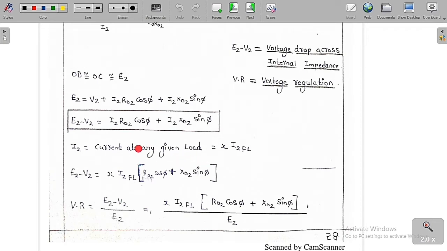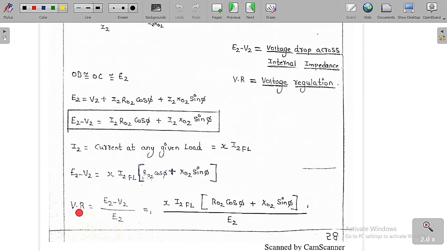Suppose I2 is equal to current at any given load. So current at any given load is equal to X times the full load current, so I2 is equal to X times the I2 full load current. So therefore, if you want to find the voltage drop at any other load, then we can write this expression: E2 minus V2 is equal to, just replace I2 with X times of I2 full load. So we are going to get X times of I2 full load into R0 of 2 cos phi plus X0 of 2 sin phi. So this is the equation we are going to get.